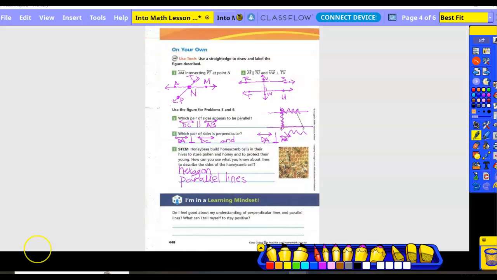Okay, so for this page, we went ahead and used our straight edge and drew our intersecting points for number 3. We drew our parallel and perpendicular lines for number 4. And then number 5, we used the picture to the right to help us figure out which lines were parallel and which lines were perpendicular. Then on number 7, we used the picture of the bees to see we see a hexagon shape in there, and the hexagon shape also has parallel sides or lines.